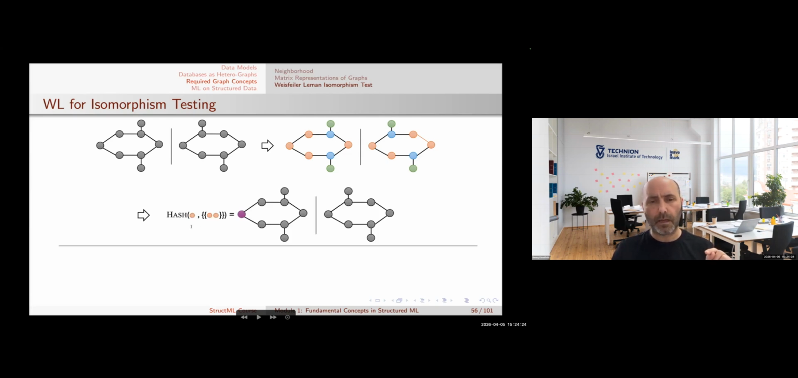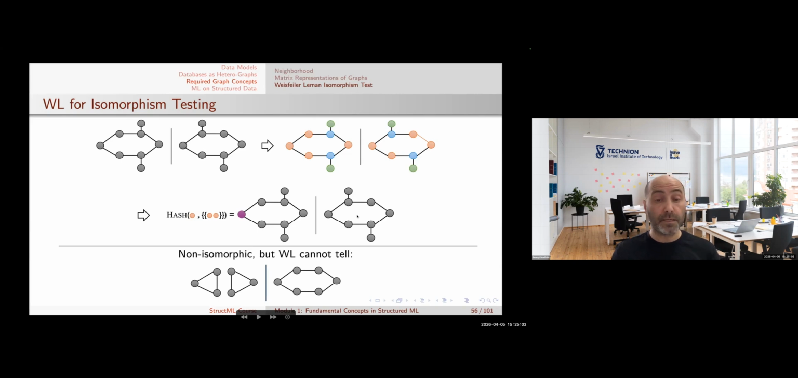But then on the next step, you see that the left algorithm produced a color which is the color that you get from an orange node having 2 orange neighbors. But there's nothing like that in the right side. You won't get this purple color there. And so the algorithm behaves differently on the two graphs, and then we say, hey, they are not isomorphic, and they are indeed not isomorphic.